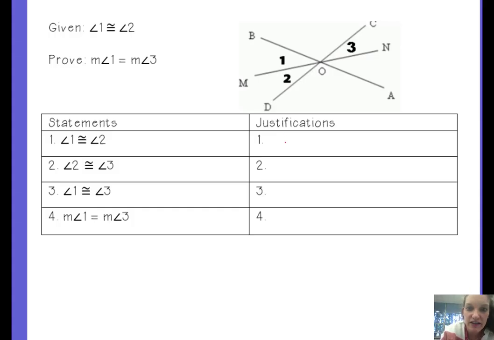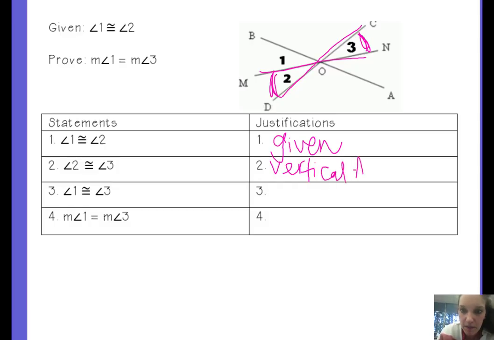So our given is that angle 1 is congruent to angle 2. Then, if you notice in this picture, angle 2 and angle 3 are vertical. Look for that X. Angle 3 and angle 2 are vertical. So I can say that angle 2 and angle 3 are congruent because of the vertical angles theorem. I'm allowed to say that 2 and 3 are congruent because they're vertical by the vertical angles theorem.